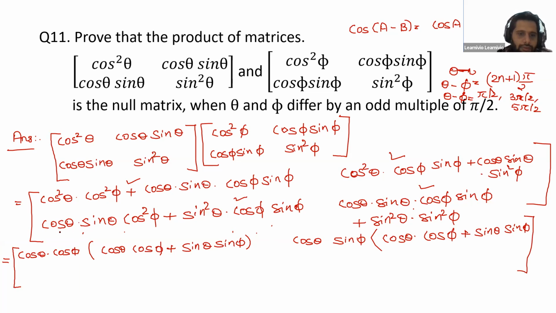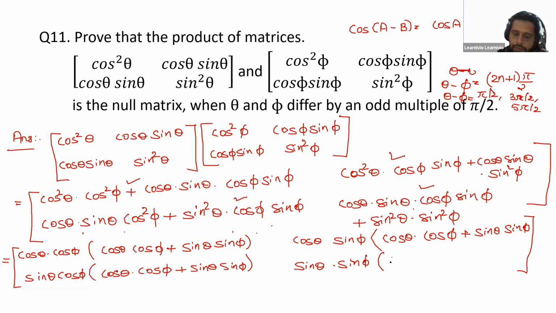From this one, cos theta sin theta cos square phi. So you can take sin theta common and you can take cos phi common. So you will get cos theta cos phi, and from this you will get sin theta sin phi. From this one, take out the common factor. So take sin theta common and take sin phi common. So you will get here cos theta cos phi plus sin theta sin phi.